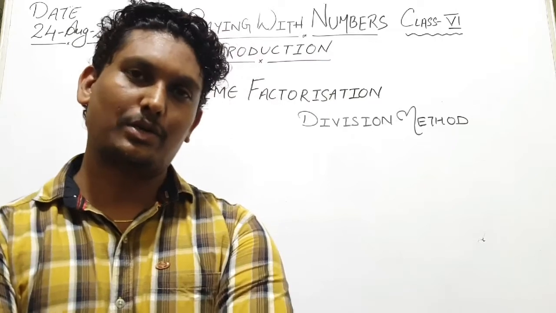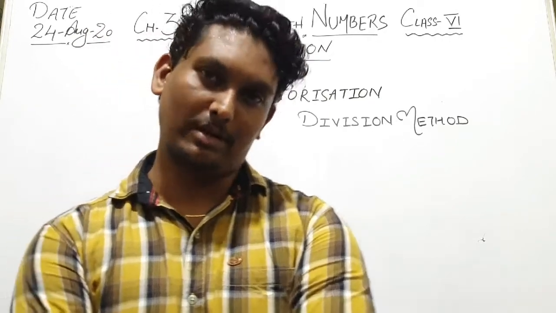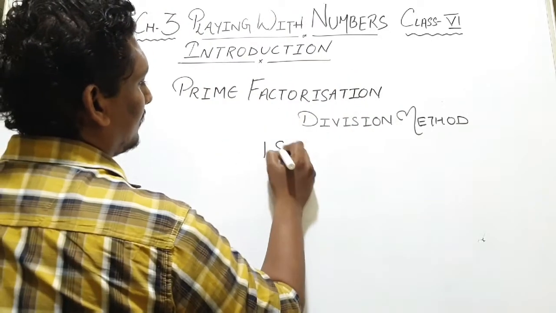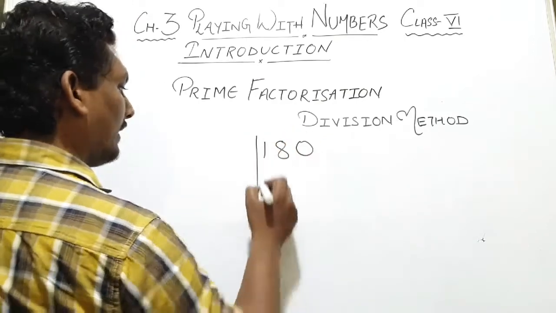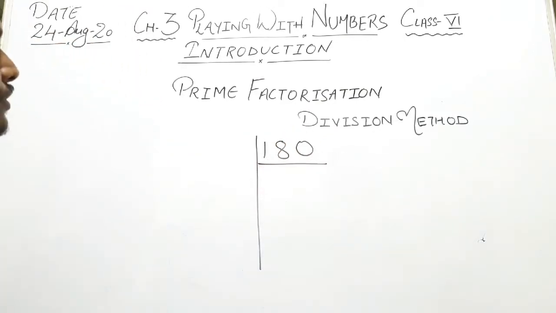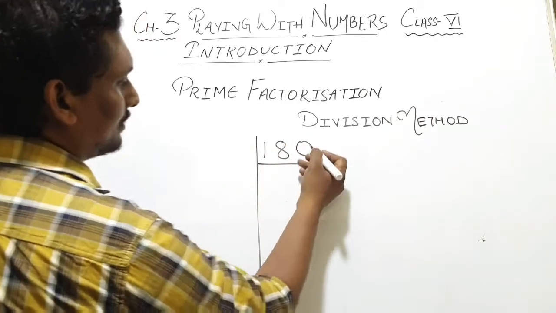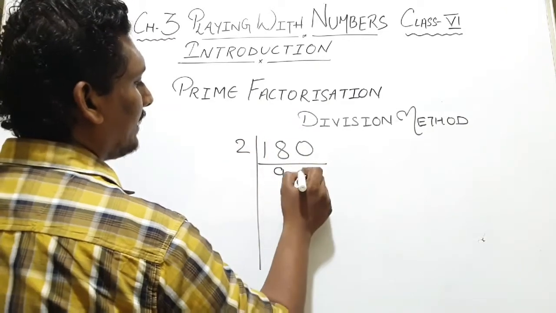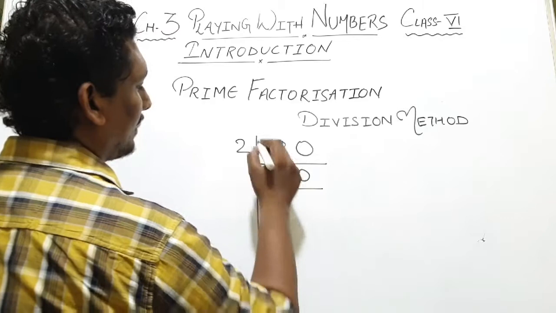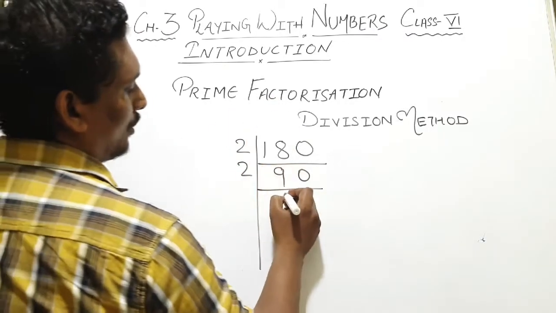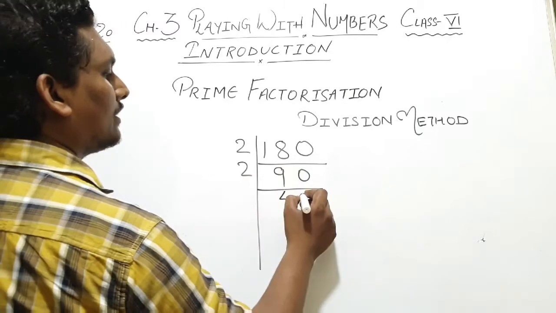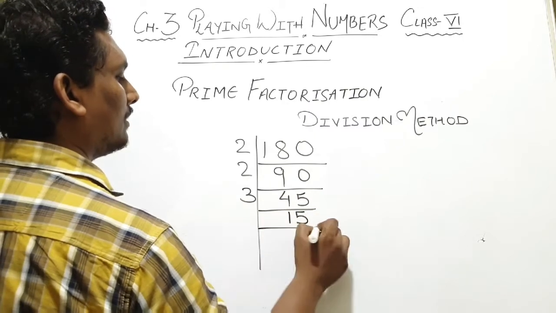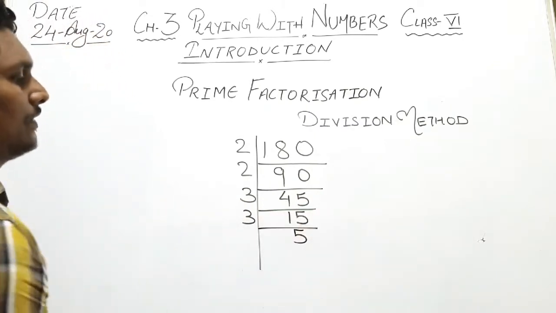Okay, now come to the next topic, that is the prime factorization division method. I have taken the example of the number 180. The last number is 0, and 0 is divisible by 2. So 2 9s are 18. Then 0, again 2. 2 4s are 8, 45. Then it is divisible by 3, that is 15, 3, 5.